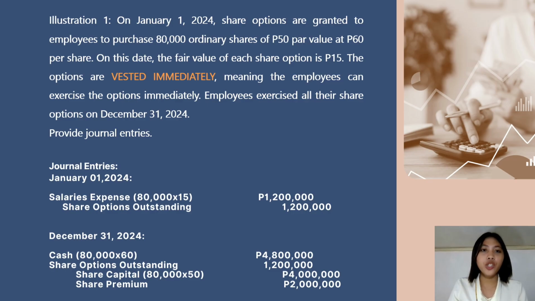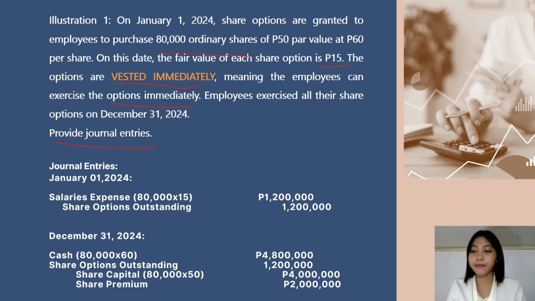Illustration 1. On January 1, 2024, share options are granted to employees to purchase 80,000 ordinary share of par value 50 at 60 per share. On this date, the fair value of each share option is 15. The options are vested immediately. Take note, vested immediately, meaning the employees can exercise options immediately. Employees exercise all their share options on December 31, 2024.